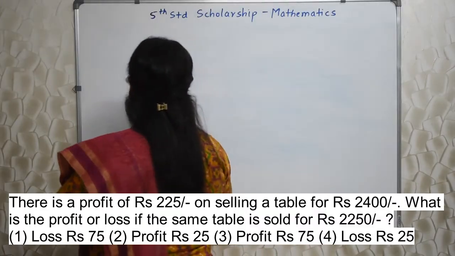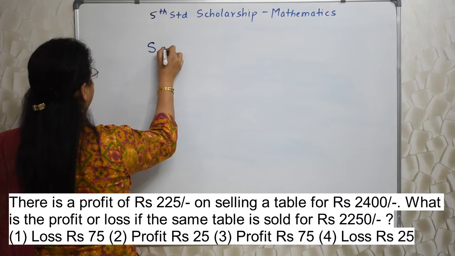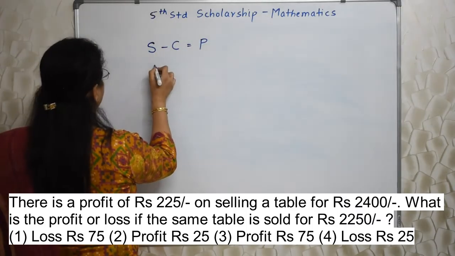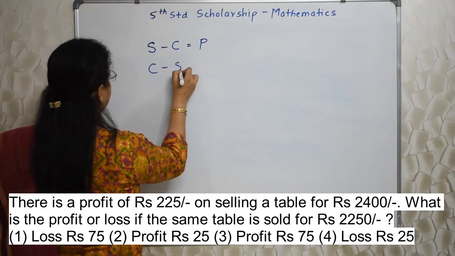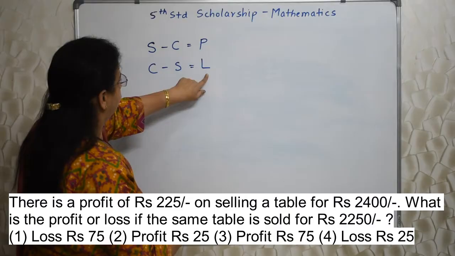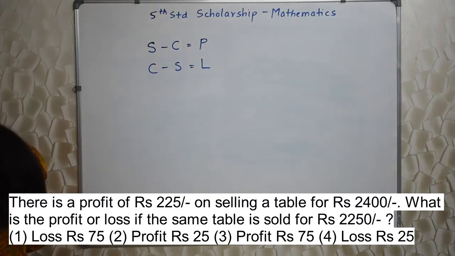Main formula is selling price minus cost price will give you profit. Cost minus selling will give you loss. Because when cost is more, we incur a loss. When selling price is more, we gain a profit. Okay. So let's go ahead.